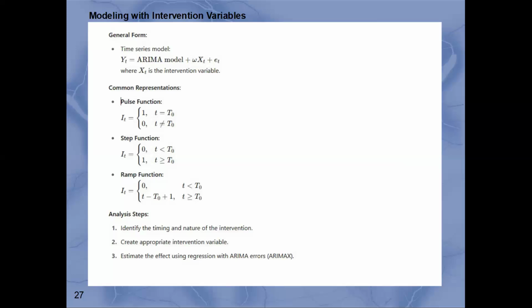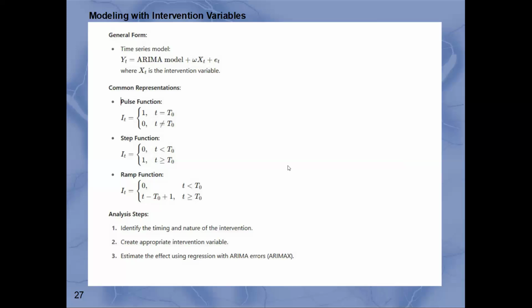We also have these step functions, right? So once again, if t is less than the day that the tax took place, then I_t would be 0. And if it was greater than the date, then I_t would be 1. And by I_t, we're talking about the intervention variable. For a ramp function, I_t would be 0, and then it might be t minus T1 plus 1. So it would slowly ramp up after the day.